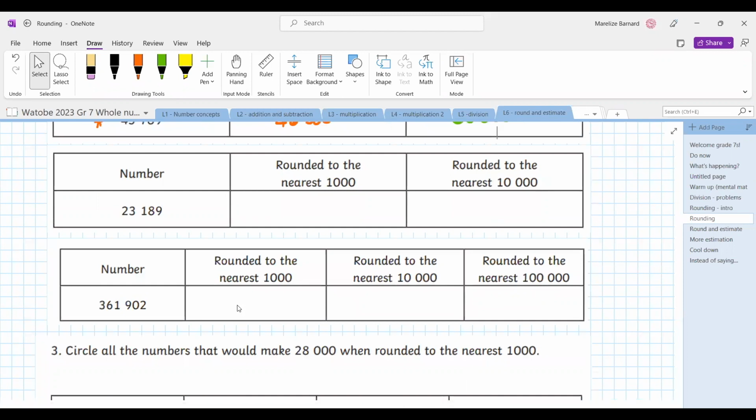Okay, last two. Those of you who want to go ahead and do this last one, feel free. Otherwise, those of you who are just really practicing today to get this right, concentrate on doing 23,189.